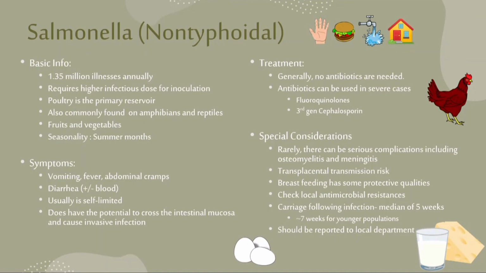So first line of treatment would be fluoroquinolones. And this is for severe cases. We don't really like to use fluoroquinolones in kids. Otherwise you would use a third generation cephalosporin. You can also use TMP-SMX or azithromycin, which I feel like is more commonly used.